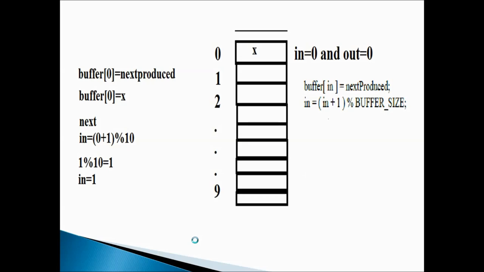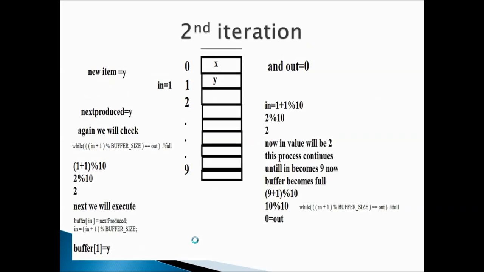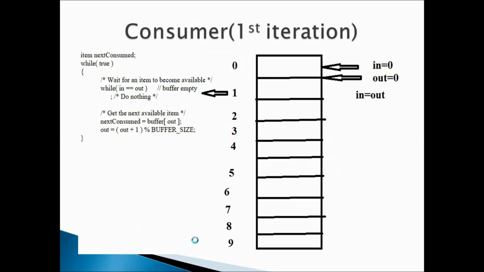After that, I incremented the value of in to 1. Next, I created a new item y and stored it in the next produced variable. After that, I stored the y into the buffer of 1. Next, I incremented the value of in to 2. Understood, guys? This process continues until the in value becomes 9. After that, I can't produce anymore because my buffer is full. Now, on the consumer side, if the buffer is empty, I can't consume anything, that is, in 0, out 0, I can't consume anything.